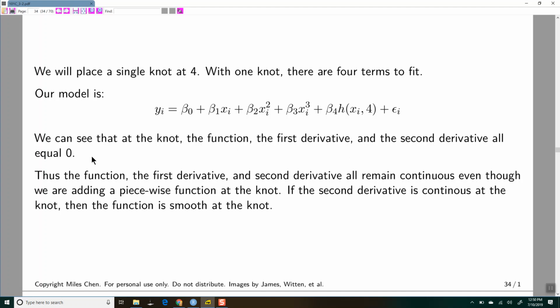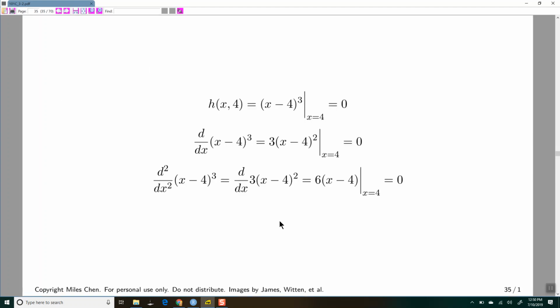And thus the function, first derivative, and second derivative of the original function y all remain continuous, even though we're adding a piecewise function at the knot. And if the second derivative is continuous at the knot, then the function is smooth at the knot. So that was a little bit of math.